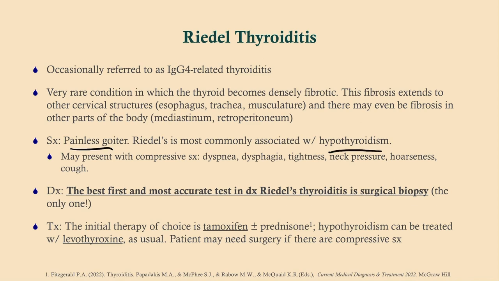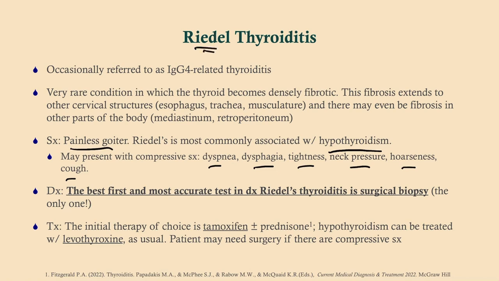Now, you can get compressive symptoms. This is the one where you really get those compressive symptoms because this is fibrosing. So you get the dyspnea and dysphagia and the tightness and the pressure and hoarseness and cough even. Okay, so when you think of a fibrosing thyroiditis, a really invasive, impinging thyroiditis, think Riedel's thyroiditis.